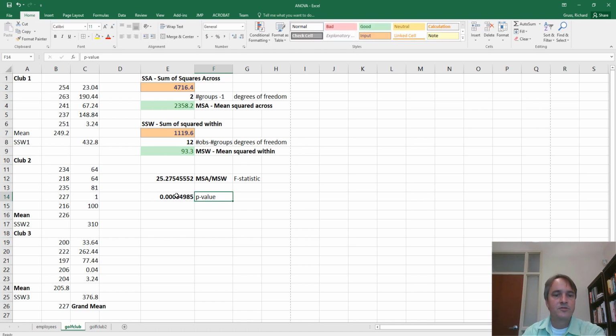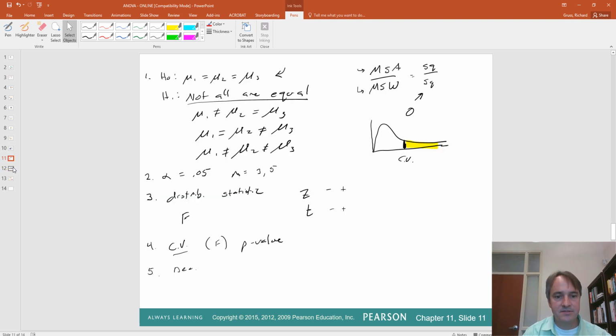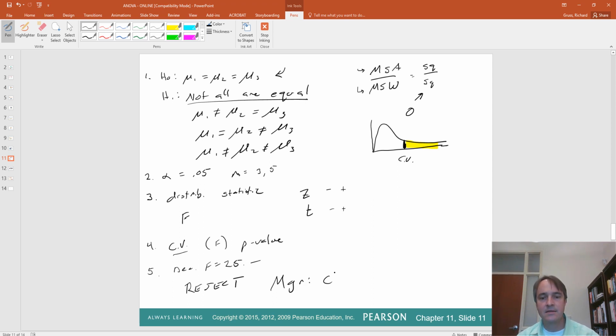So we see that it's low. If all of the group means were equal, the probability of observing an F this large is this. So we can safely reject the null hypothesis. Just to complete our hypothesis test here, we found the value of our F, and it wound up being 25 point something, and our conclusion was to reject. So what's our managerial decision here then? The managerial decision is that the clubs are not the same.